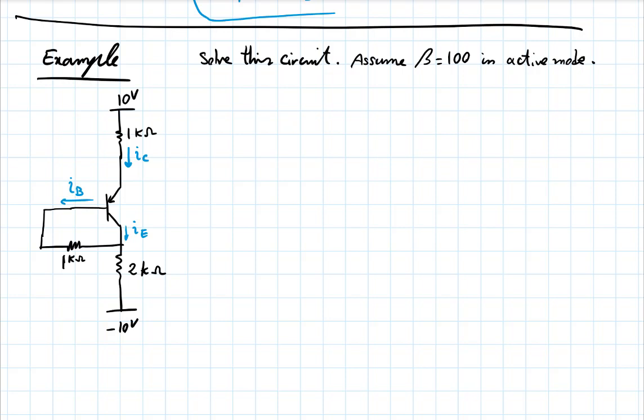Should I start by assuming that the base current is negligible? Should I start assuming that the device is active or in saturation or off? What does your intuition tell you? Is this device going to be off, in saturation, or active? It's a PNP transistor.